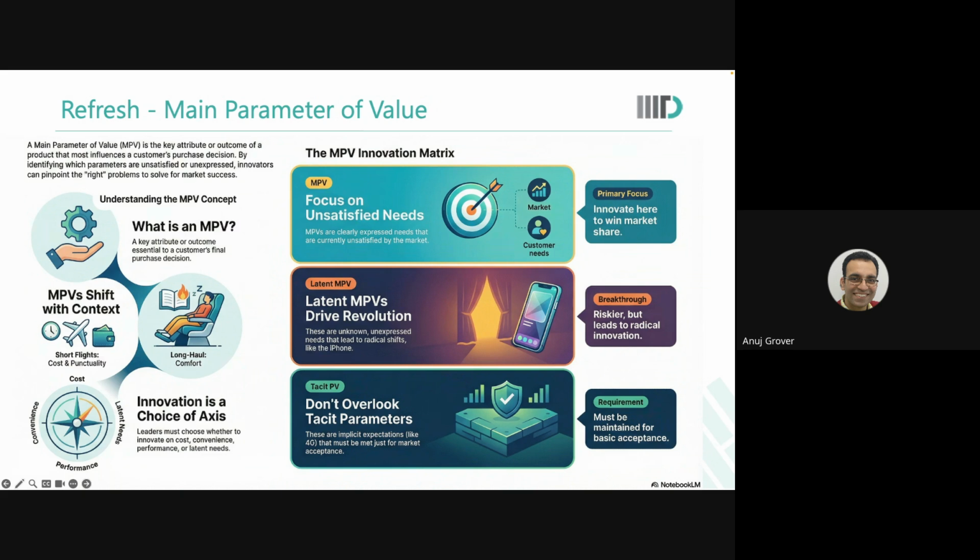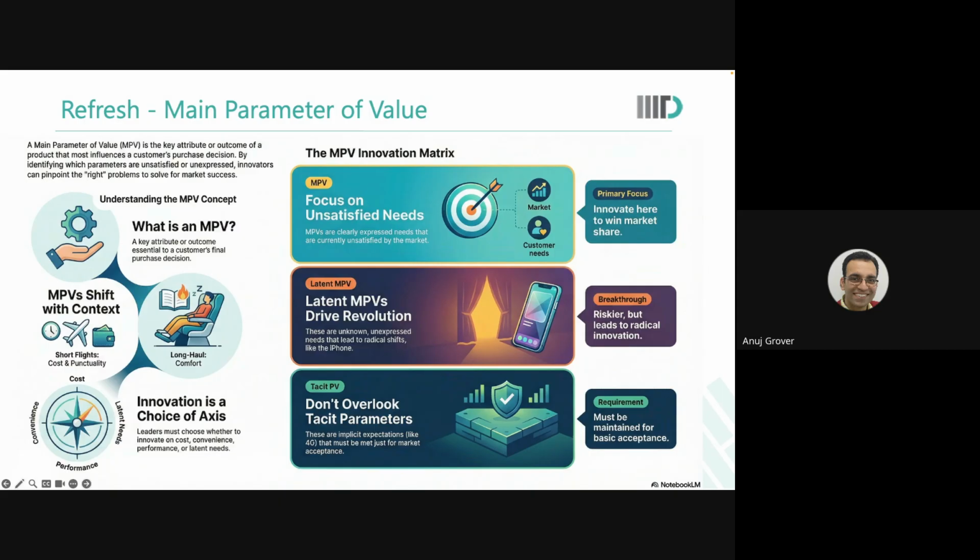And there are these tacit PVs. What are these tacit PVs? Which quadrant were they in, satisfied and importance? Yes. These are needs which are satisfied by the existing technology. They are kind of commodity. Every product in the market satisfies these needs already.